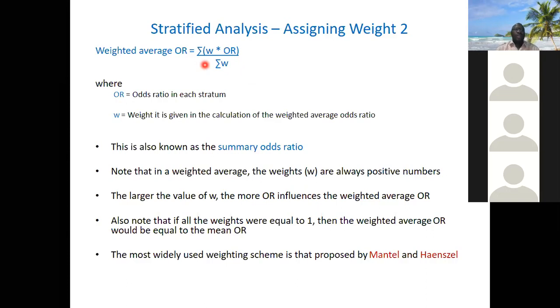So the odds ratio in each stratum is this one here. Then the weight is given in the calculation of the weighted average odds ratio. The summary odds ratio is called the summary odds ratio or maintenance odds ratio. But if it's relative risk, it will be the maintenance relative risk. Know that in the weighted average, the weights are always positive.